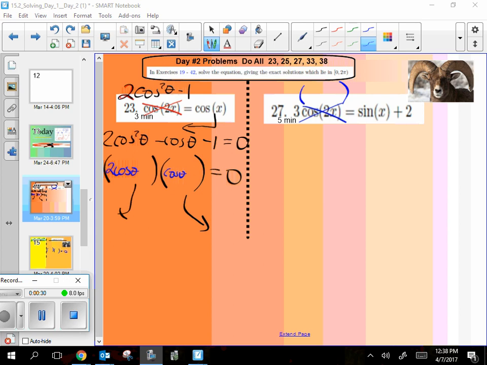Do you see it? Yes, sir. It's not just 1 minus sine. There you go. 1 minus 2 sine squared. 1 minus 2 sine squared theta.